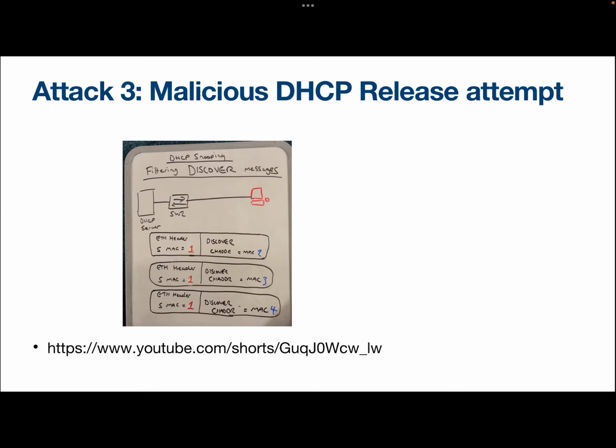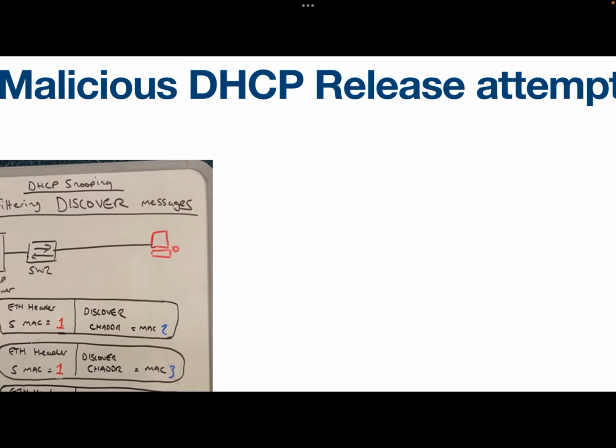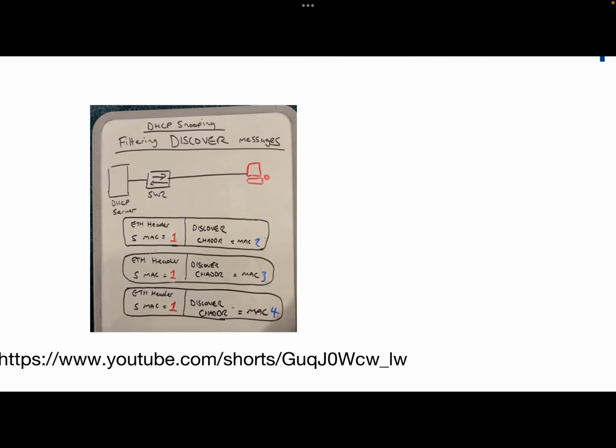What's DHCP starvation? Well, we saw here that discover messages can be filtered, and this filtering is done by examining the Ethernet header MAC address value and the client hardware address MAC address value. Now that is done, and those filter out the legitimate requests from the non-legitimate requests.